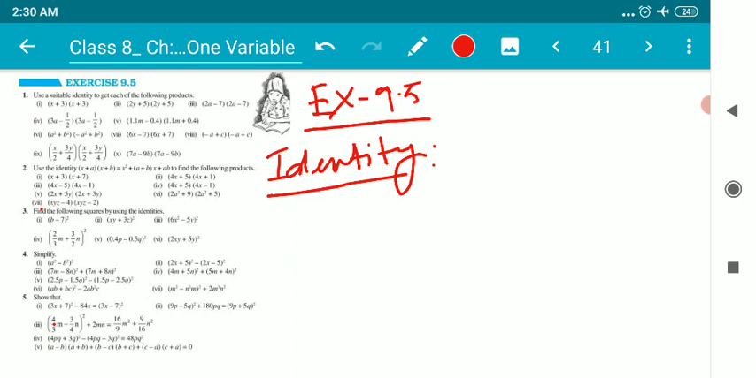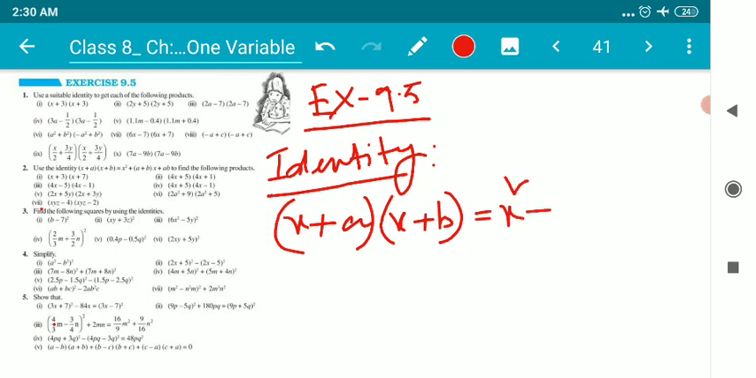So what is the first identity? The identity is x plus a into x plus b. Children, in the previous video I had explained the identities of a plus b whole squared, a minus b whole squared, then a squared minus b squared. Apart from these, this is something very new to us, that is x plus a into x plus b. So the identity is x squared plus, in bracket, a plus b multiplied by x, plus ab.